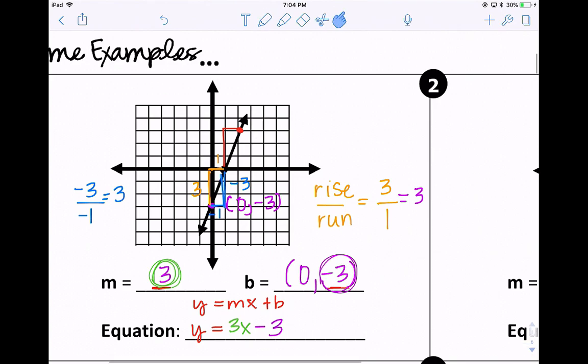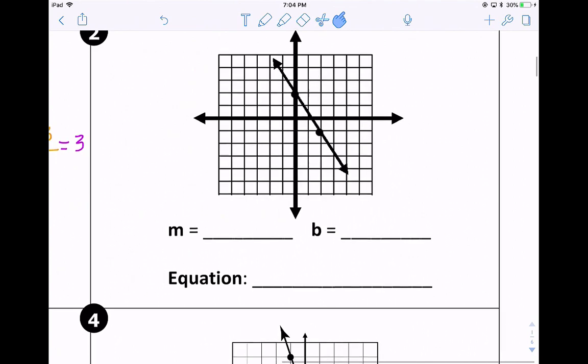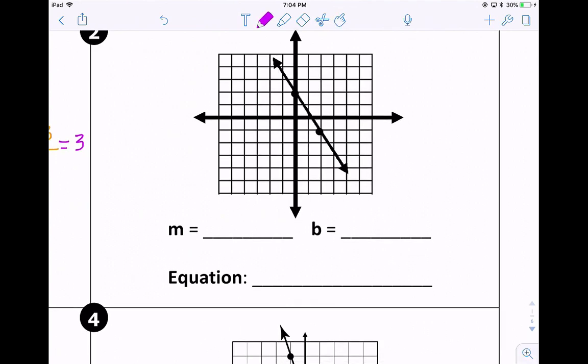All right, so let's look at number 2. Same process. We're trying to find m and b. I personally always start with b. I like to call that the beginning, the y-intercept. So that y-intercept is (0, 2). So I'm going to write it here, (0, 2).